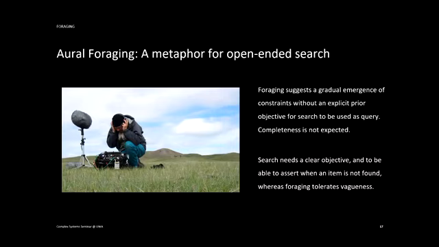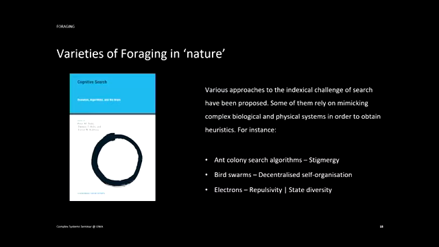So to contrast search and foraging: I am defining search as something that needs a clear objective, and then you should be able to assert when the item is or is not in the archive. Whereas foraging is more open-ended, more like, okay, we couldn't find this, but there's this and that is kind of similar, and then you might be interested in this, which is the case of multimedia content or recommendation systems use.